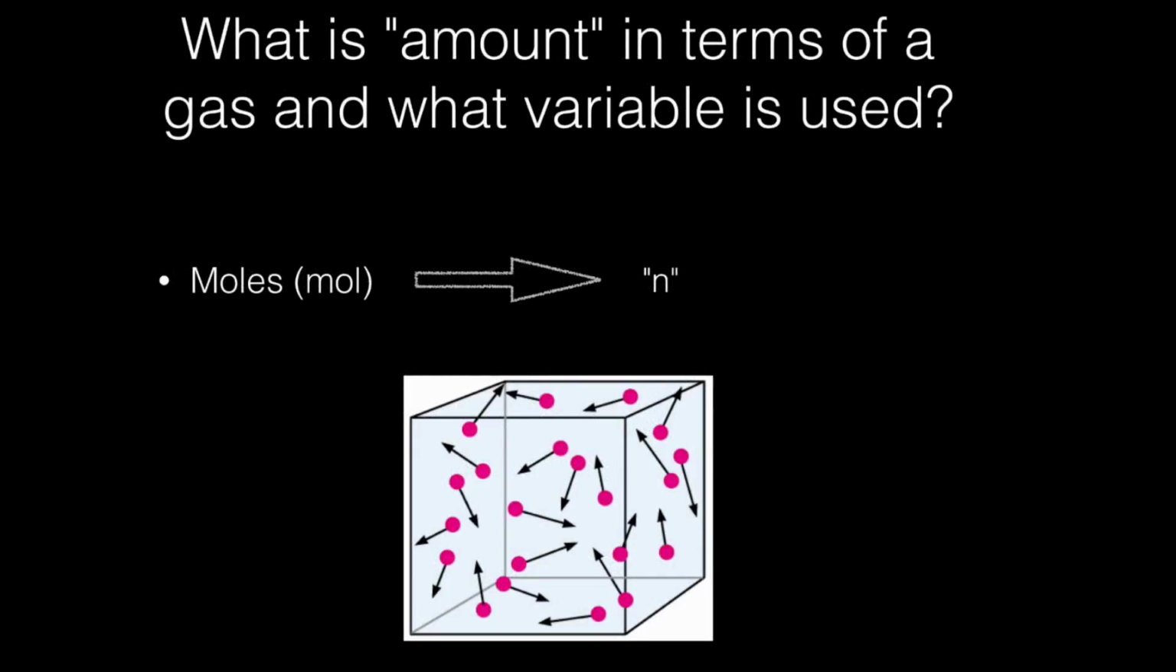What is amount in terms of a gas and what variable is used? The amount in terms of a gas is moles, which is spelled MOL in shorter equations. The variable used is N, also used in equations. The mole is used for labeling the certain number, while the variable is used for writing out the equation itself.